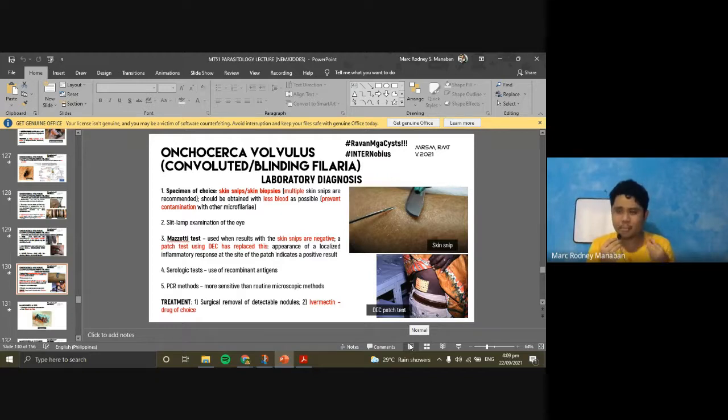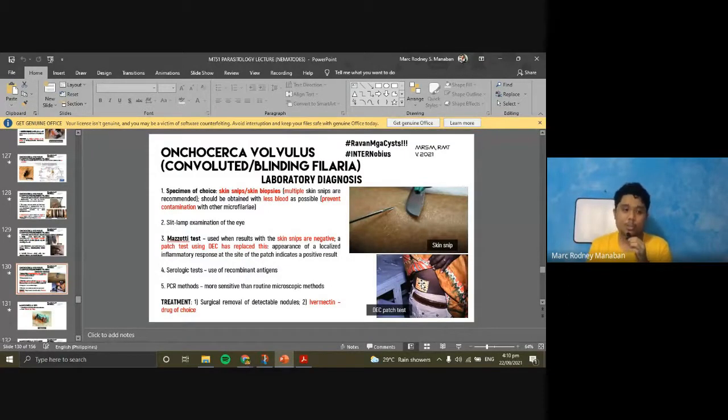And because in the original method, where you drink the DEC, the symptoms are intense, no? Intense allergic reactions, it was changed into a patch test that contains DEC. So you apply the patch, no? This one that contains DEC, all right? And after a few hours, you remove the patch and then look if there is an inflammatory reaction. And if there is redness or inflammation where the patch was applied, then that indicates a positive result. Okay? All right.